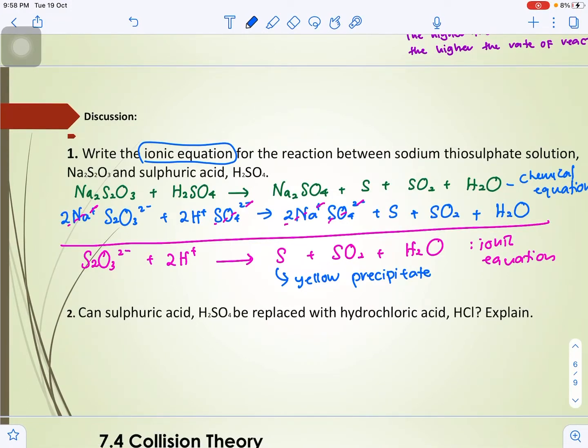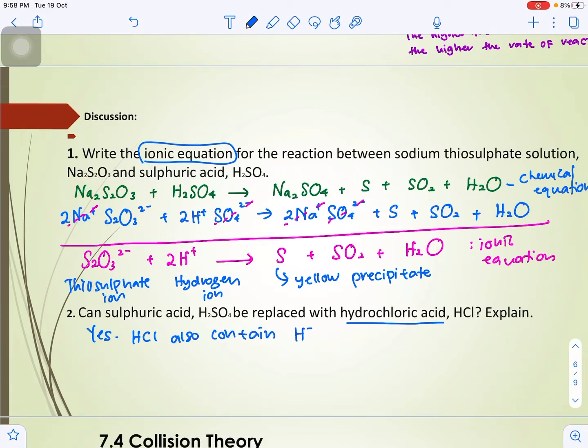Okay, so kalau you tengok kepada ionic equation, apa yang kita perlukan untuk penghasilan sulfur, sulfur dioxide and water, kita memerlukan thiosulfate ion and also hydrogen ion. Okay, so kalau I tak nak pakai sulfuric acid, I want to replace with hydrochloric acid. In hydrochloric acid, ada tak hydrogen ion? Yes, we have the hydrogen ion. So can we replace? The answer is yes. Why? Because HCl also contains hydrogen ion. Because what we need is hydrogen ion to react with thiosulfate ion.